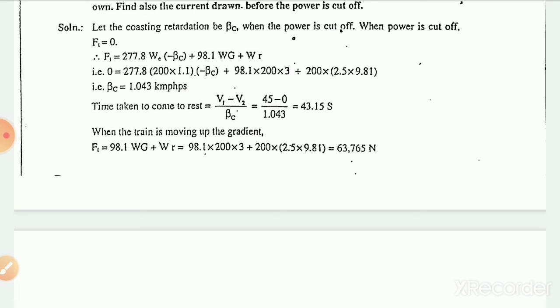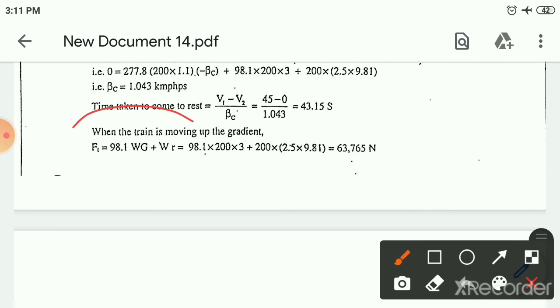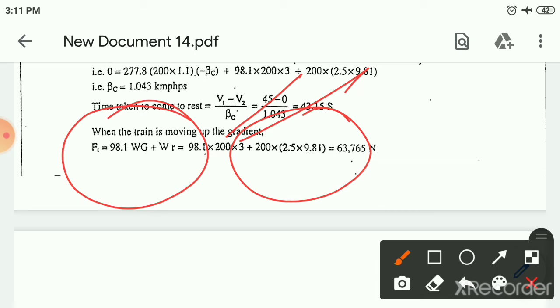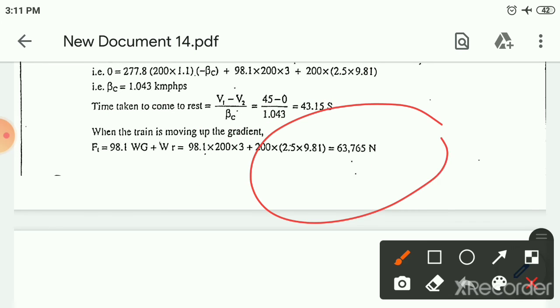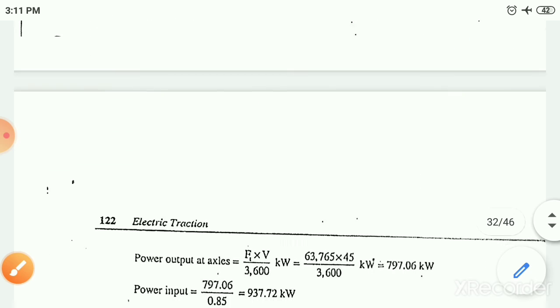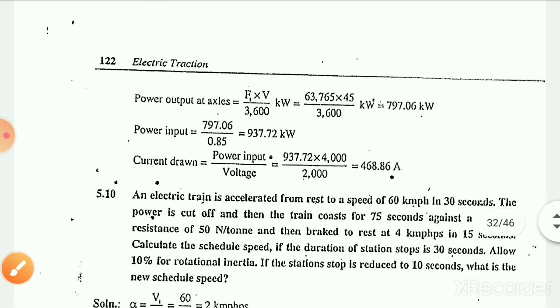When the train is moving up the gradient, there is an absence of the dead weight. So Ft is equal to 98.1 into Wg plus Wr. 98.1 into Wg, where gravitational W is 200, into R which is 3. Here W 300 into gravitational force 9.81. Substitute, and you will get Ft equal to 63,765 newtons.